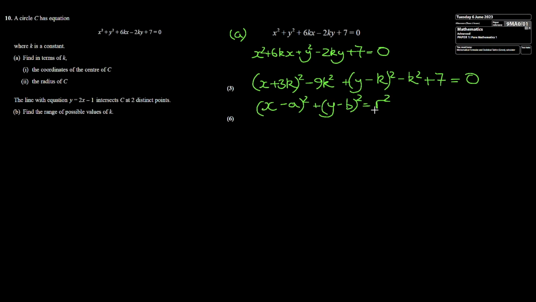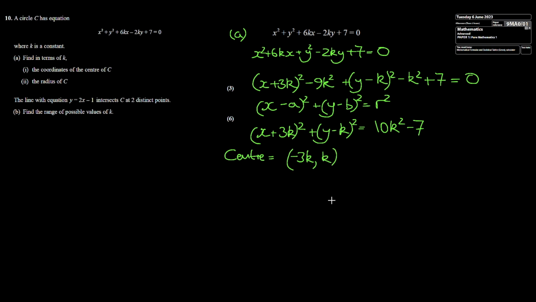So given that this is the general equation of a circle, centre A, B, radius R, we've got to match our equation and bash it into this form. So the centre is negative 3k and k as the coordinates of the centre, and the radius is the square root of this. And that's the answer to part A.